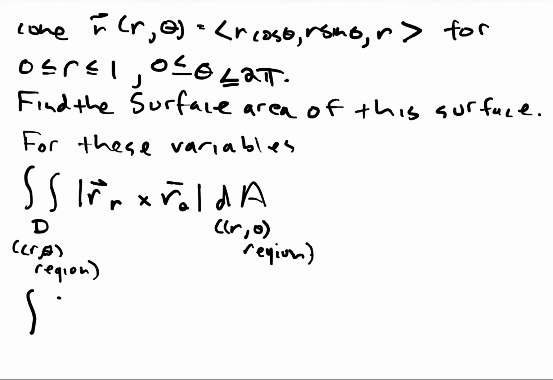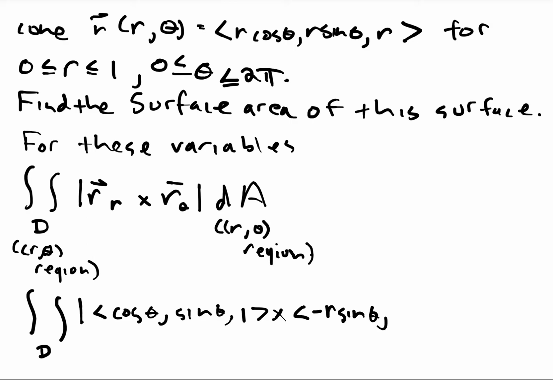So here, I'll save writing my bounds in until later, but let's take these partials. If I need a partial of this thing with respect to r, I'm going to get cosine theta, sine theta, 1. And if I want a partial of this thing with respect to theta, I'll have minus r sine theta, r cosine theta, and then the derivative of this last piece with respect to theta is just going to be 0.